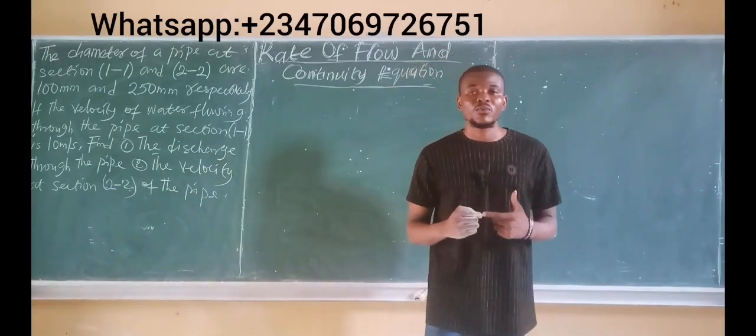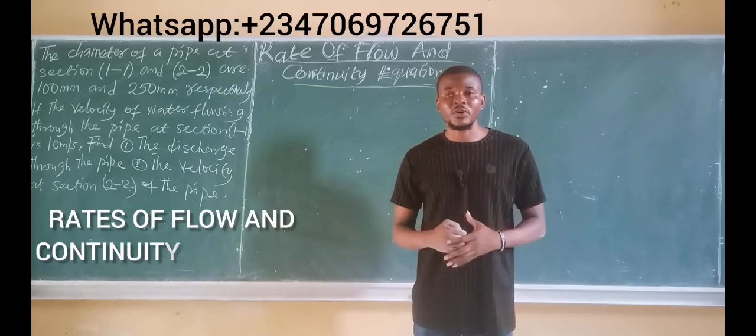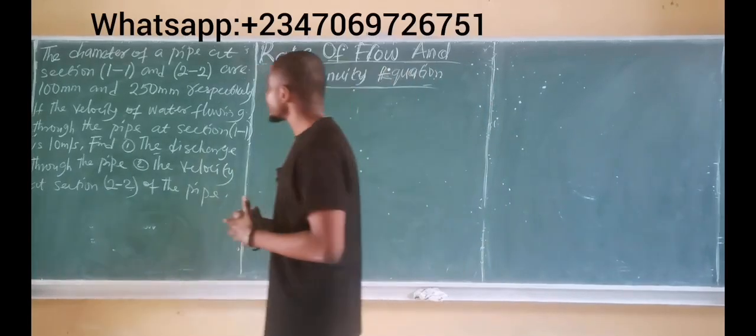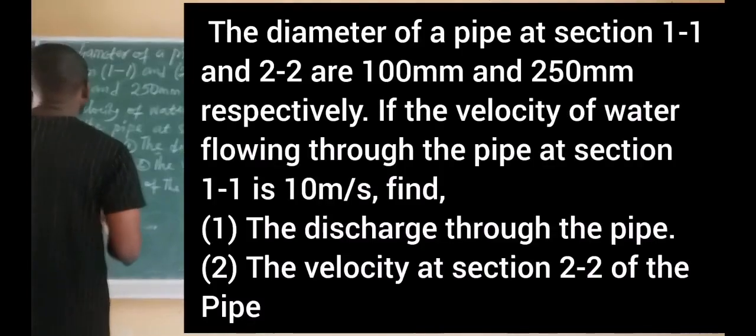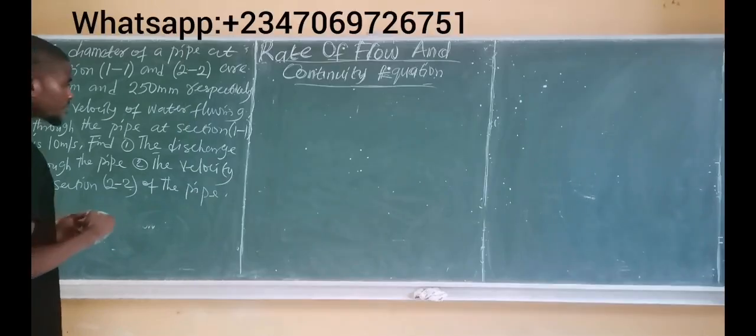In this video, we are going to be looking at rate of flow and the continuity equation using this question on the board. The question says, the diameters of a pipe at sections 1 and 2 are 100 millimeter and 250 millimeter respectively. If the velocity of water flowing through the pipe at section 1 is 10 meters per second, find 1. The discharge through the pipe, and 2. The velocity at section 2 of the pipe.